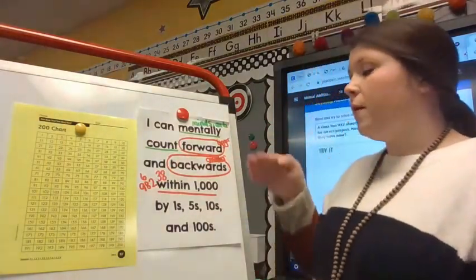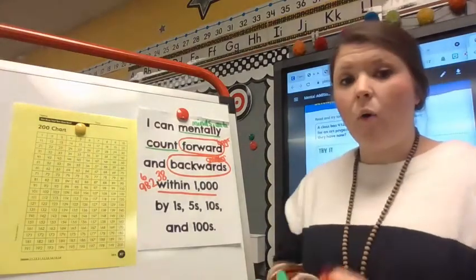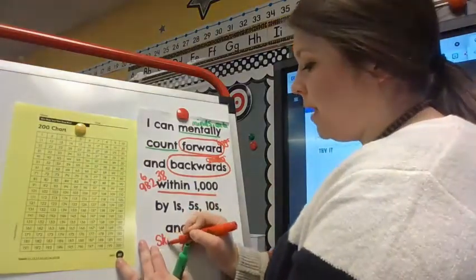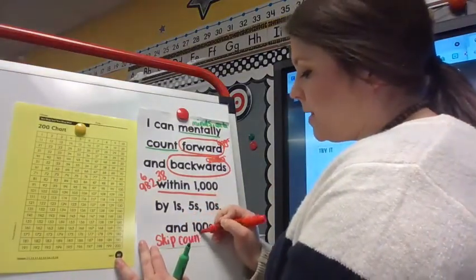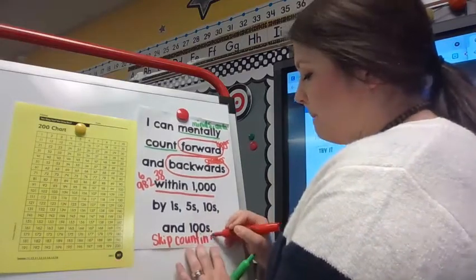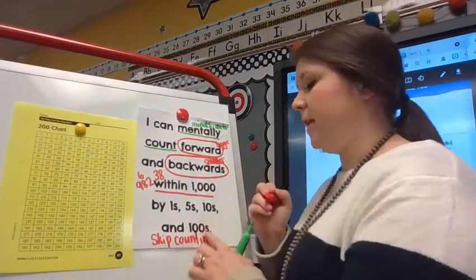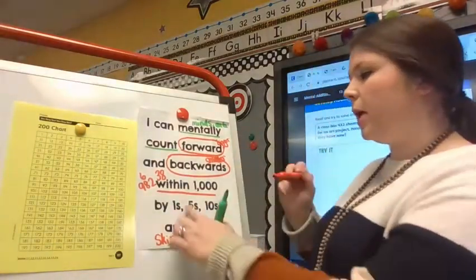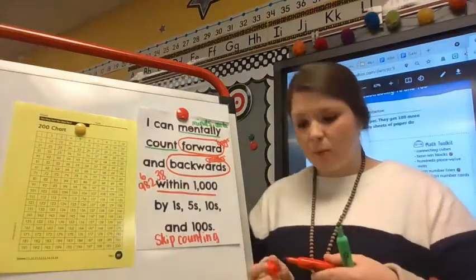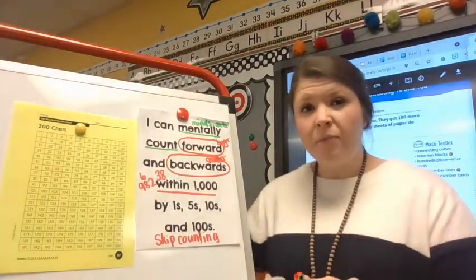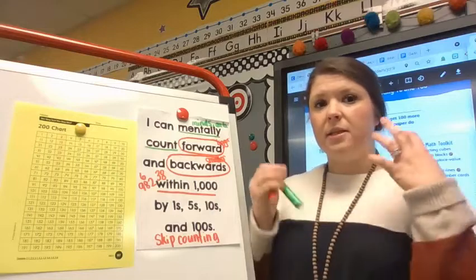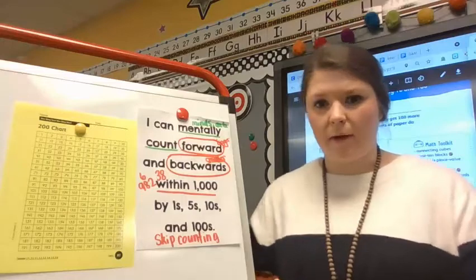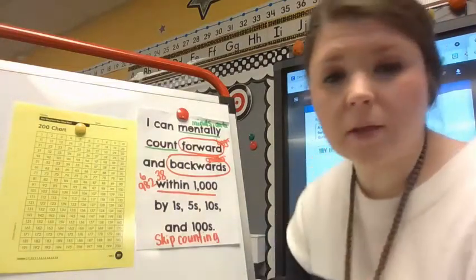Now, we know that we can count by ones, fives, tens, and hundreds. Remember, this is called skip counting. So we can skip count by fives, tens, and 100s. I added in counting by ones there. That's not part of skip counting, but I think it's important for us to be able to count by ones within 1,000 because that also helps us develop number sense so that we can find those patterns, okay?